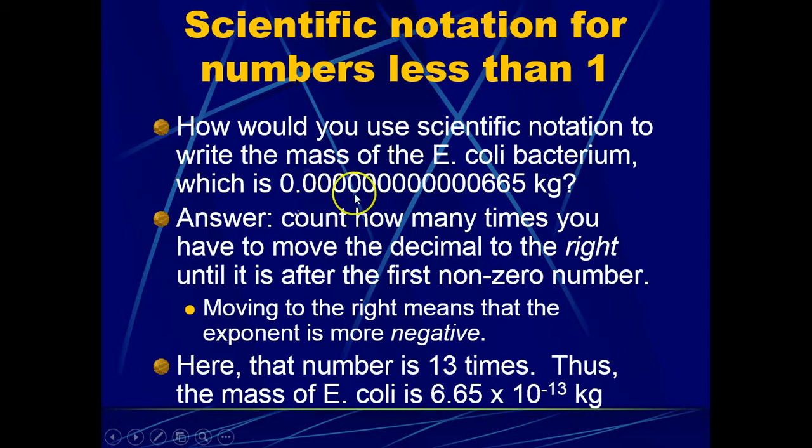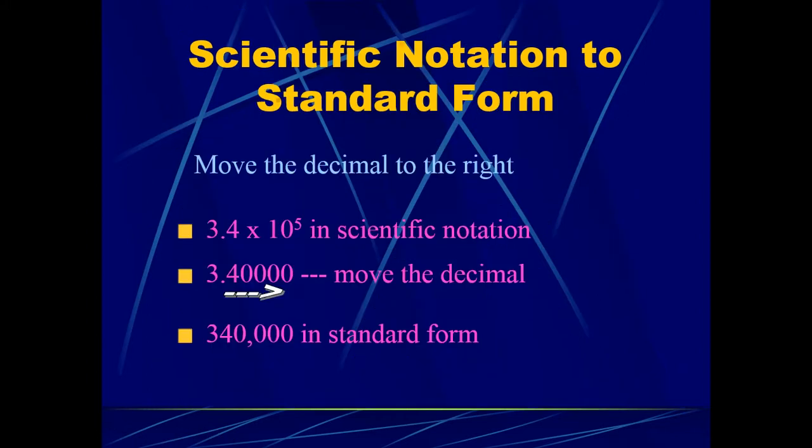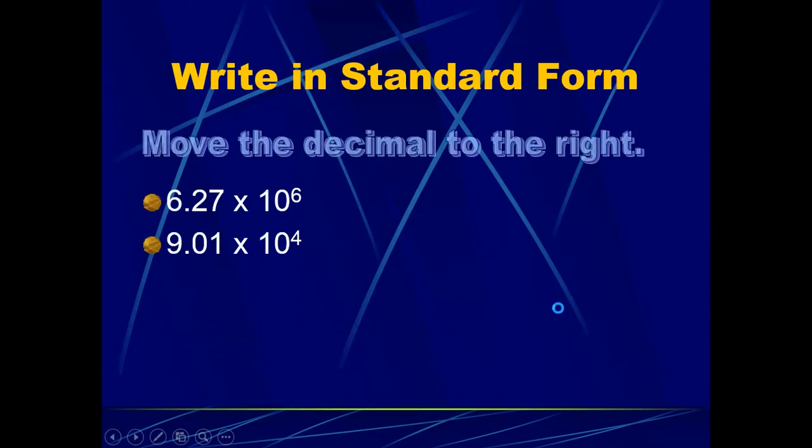So if you move the decimal place over to the right, your exponent's going to be negative. In other words, negative exponents are numbers less than 1. Positive exponents are numbers greater than 1. So a number of different ways of remembering this. So 3.4 times 10 to the fifth in scientific notation, if you wanted to convert it back, then you would just move the decimal place back, and there it is in standard form. So try these. Just think to yourself to make sure that these are correct.